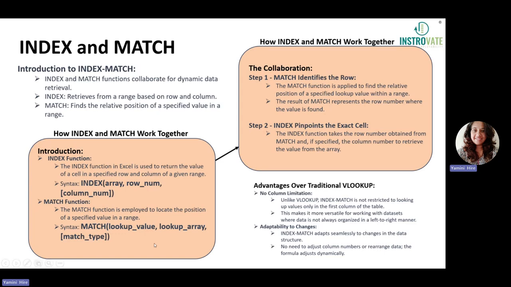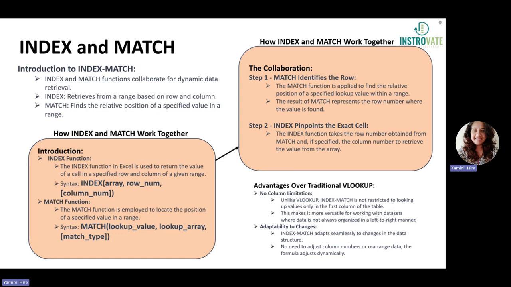And MATCH looks up the value in that particular area. So if you combine them, what will happen? The MATCH function is applied to find the relative position of the specific lookup value within the range, and INDEX takes that row number obtained from MATCH and the specified column number to retrieve the value from the array. So you can mix them together and get that. It works like a VLOOKUP, but it has more advantages over the traditional VLOOKUP.